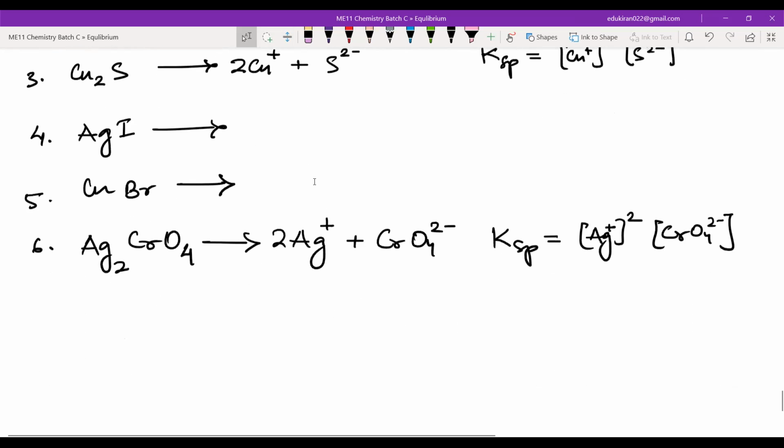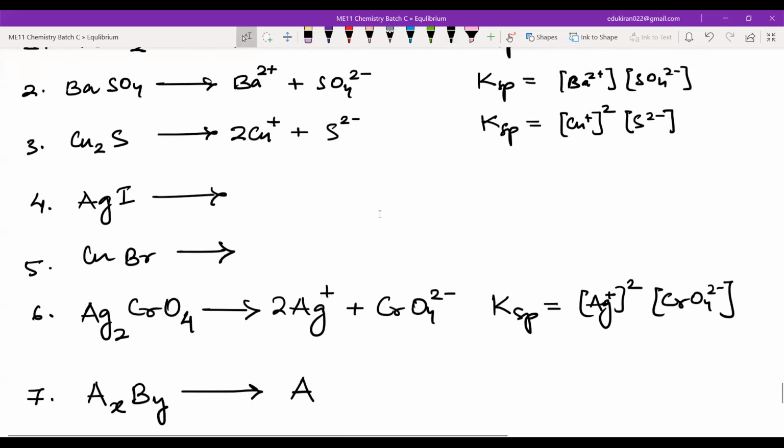Now I'm going to write a generalized formula. Okay, I'm going to write a generalized thing. Let us say that you have a molecule which is AxBy. Now you guys tell me, it will get dissociated into, what will be the charge on A? Positive. How much positive?